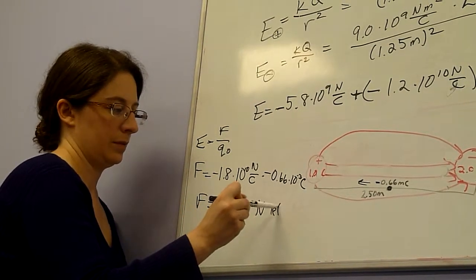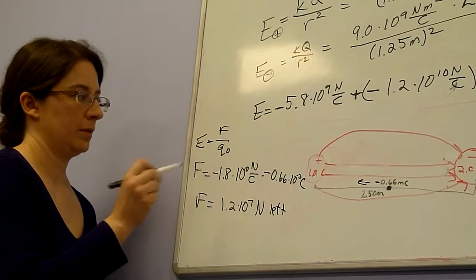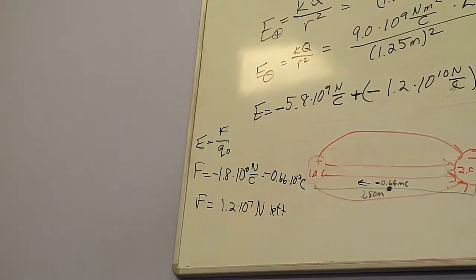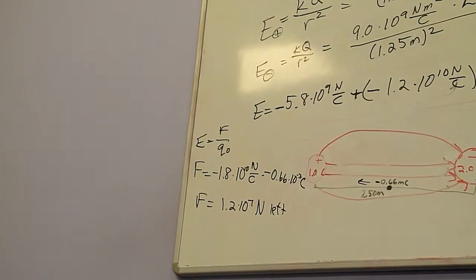It says Q sub 0 is the magnitude of the positive test charge. F is the electrostatic force experienced by a positive test charge that is placed in the field.